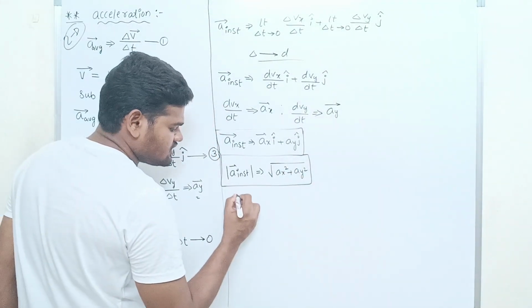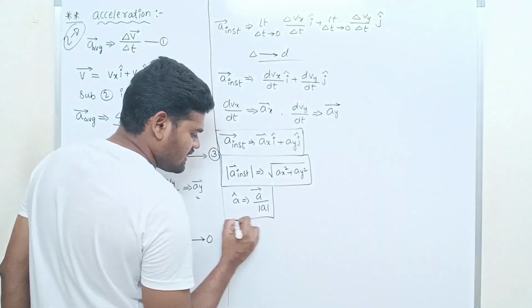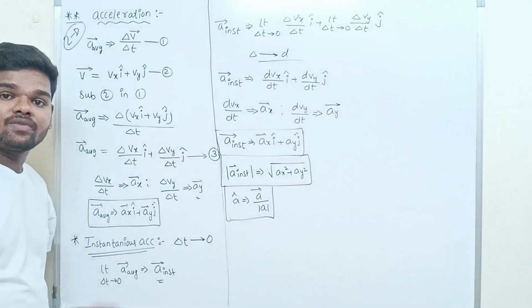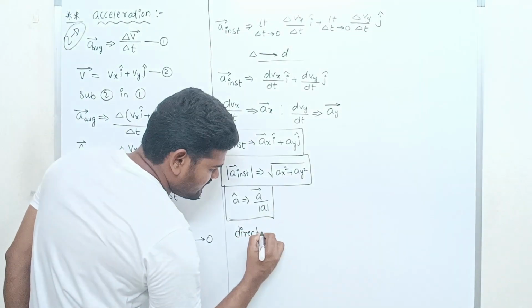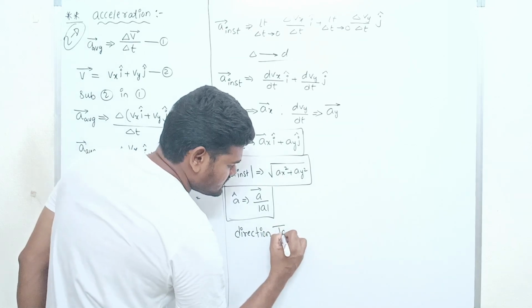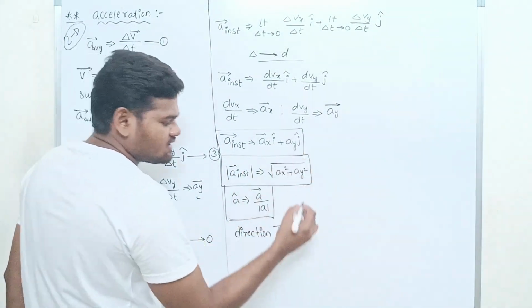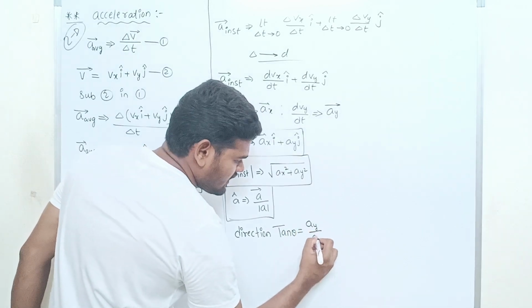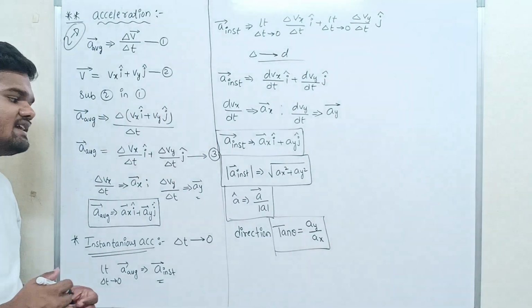Okay, if you wanted to find its unit vector, a cap is equal to a bar by magnitude of a, and if you wanted to find its direction, its direction can be given by tan theta. So tan theta is equal to what? Have a look, ax i cap plus ay j cap. So y component divided by x component. So this is the direction of the acceleration.